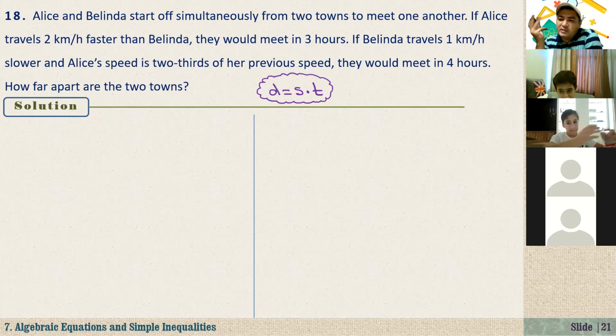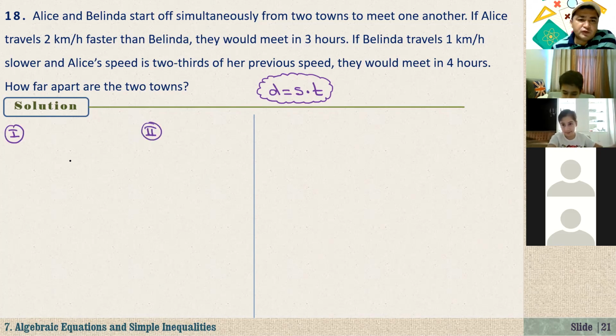So here we have two different situations, I mean, two different scenarios, let's say. So let's just write the first one here and the second one here. We are talking about two people. So let's say here we have Alice and Belinda. If I just make a table like this, the first one actually represents the speed, okay? And the second one is the time.